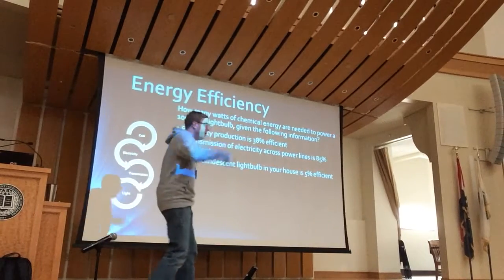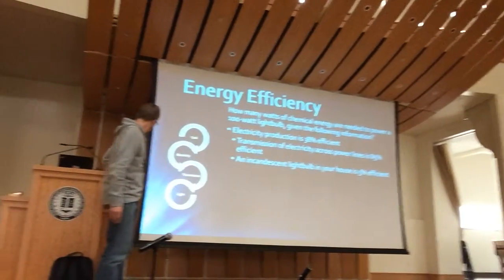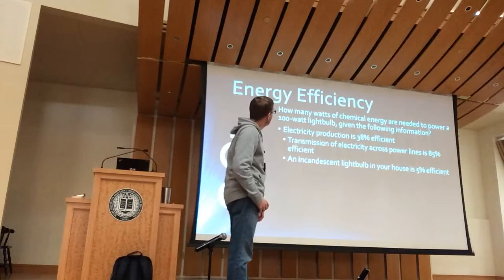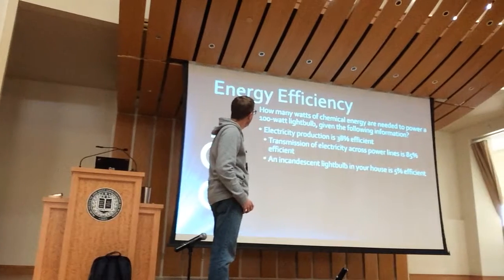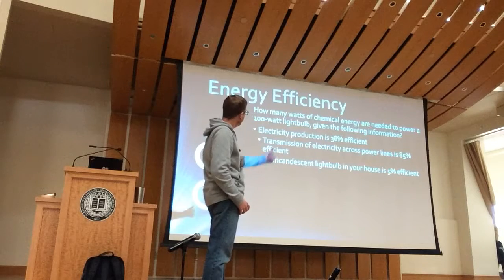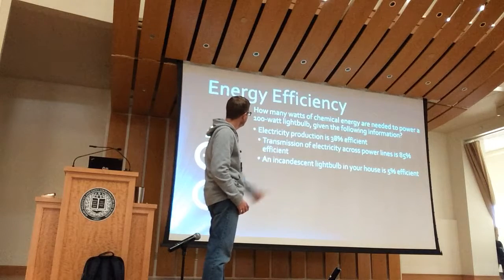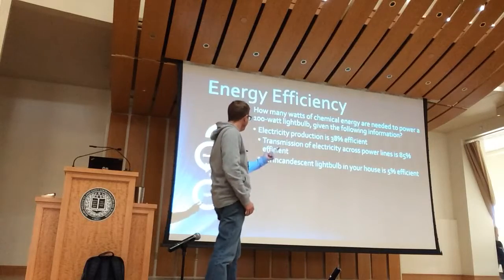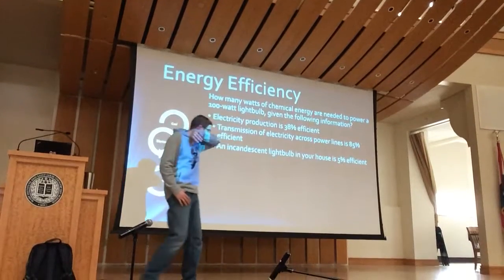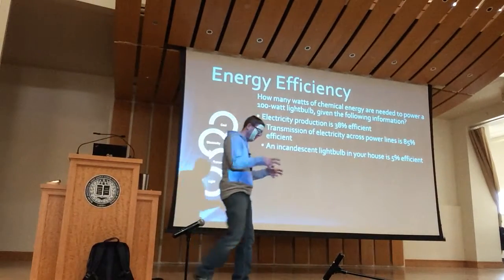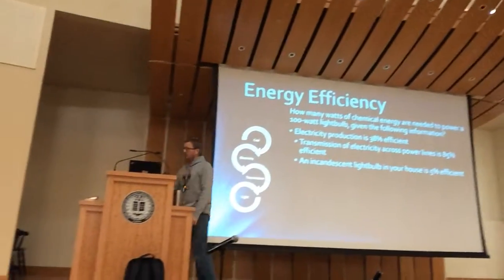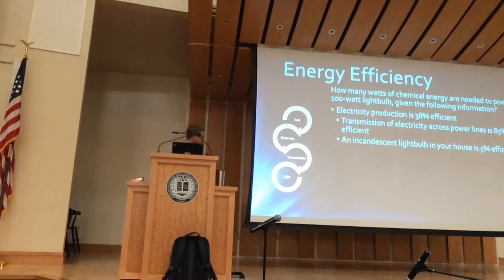As an example, before we go, last few minutes, this is the kind of thing we're going to ask you to do. How many watts of energy are needed to power a 100-watt light bulb if the following is true? Electricity production is 38% efficient. Transmission across power lines is 85% efficient. And the light bulb itself is 5% efficient. I want you to think about how you would solve that. Mapping it out on paper might help. See if you can come up with an answer. And then you may go.